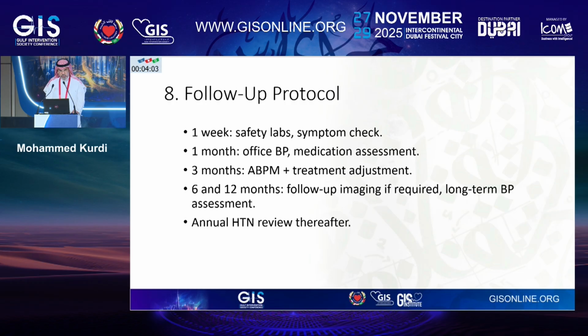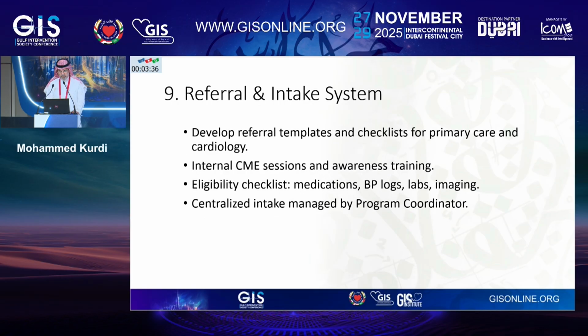You see them in 1 week with safety labs and symptom check, at 1 month office blood pressure and medication assessment and readjustment, and at 3 months treatment readjustment, and of course, you do the ambulatory blood pressure at 3 months to document the difference and the response. At 6 and 12 months, you do the follow-up imaging if required, or long-term blood pressure assessment, and then you have the annual follow-up for these patients.